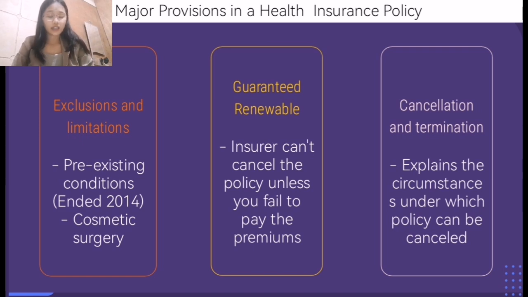Next one is the cancellation and termination. It explains yung mga circumstances where si insurer can cancel yung coverage ni insured. So for example, non-payment of premiums, being dishonest, and as well as yung overdue premiums.